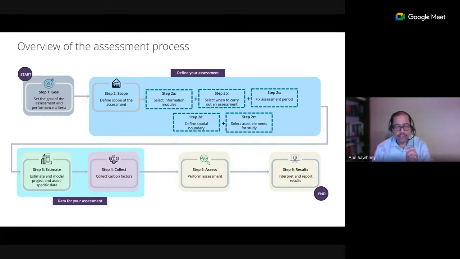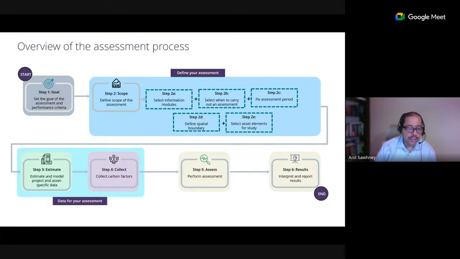Maybe you're only assessing the impact of replacing the roof. Maybe then only module B is what you really need to look at. So which information modules you need to select, that's how you define your assessment. Obviously, that is determined by the goal and the scope, therefore, is connected. Then, in your definition of your assessment, you select when to carry out an assessment.